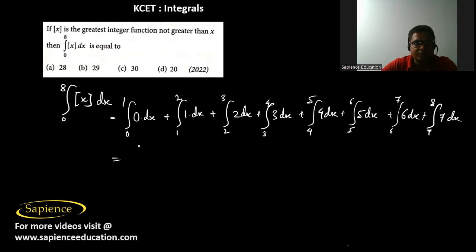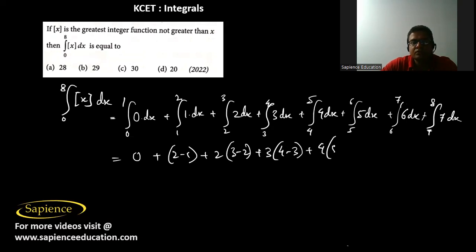Okay, so this will be 0, plus this will be integral dx, so this will be 2 minus 1, plus 2 into integral dx, that will be x, which is 3 minus 2, plus this will be 3 into 4 minus 3, plus this will be 4 into 5 minus 4, plus this will be 5 into 6 minus 5, plus this will be 6 into 7 minus 6, plus this will be 7 into 8 minus 7.